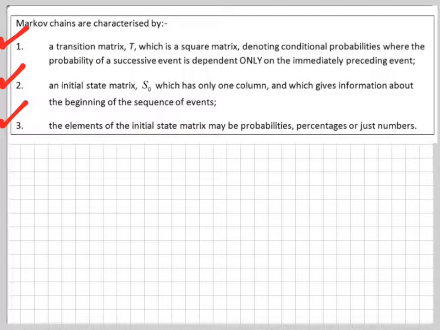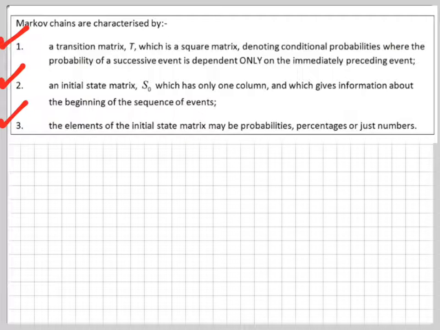And thirdly, the elements of the initial state matrix may be probabilities. Yes, they may be probabilities, which we're used to, but they can also be percentages, guys. And shock horror, with Markov chains, they can just be ordinary old numbers. Good heavens, I know you're very shocked, but that's it. That's the cold, stark facts of the situation. Markov chains are amazing things. So, how do you feel?